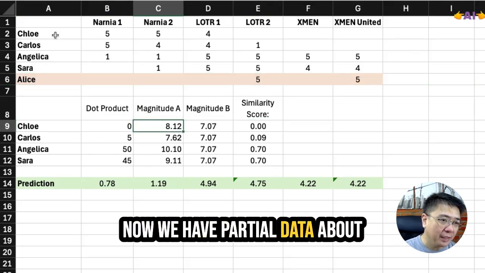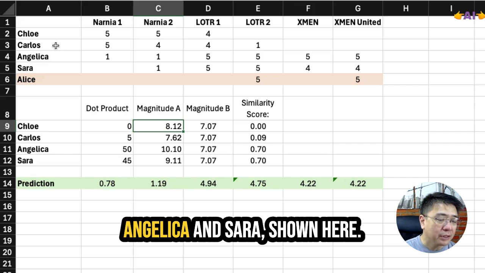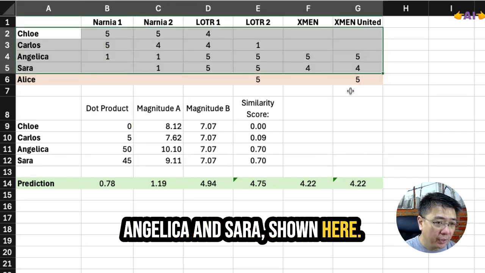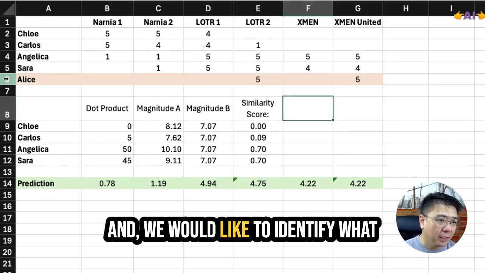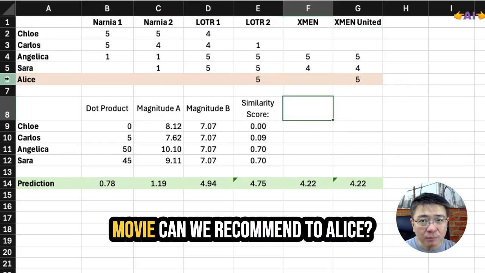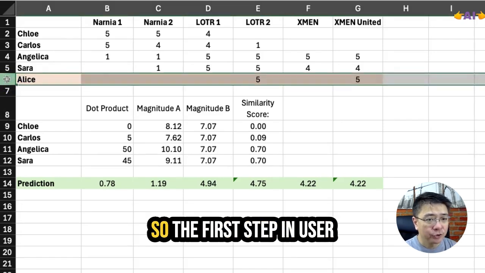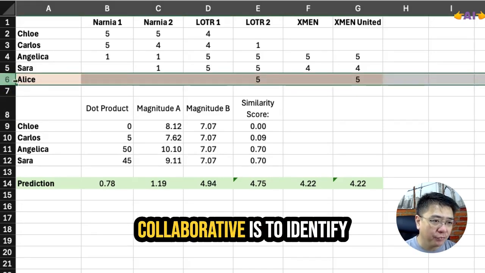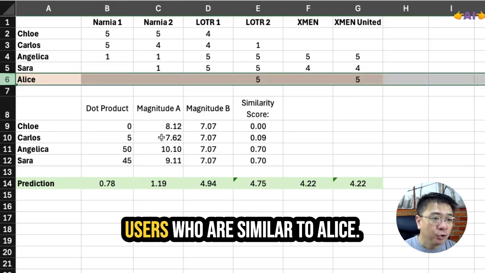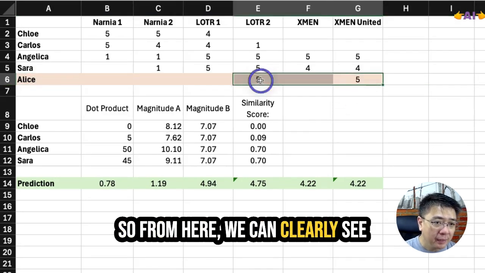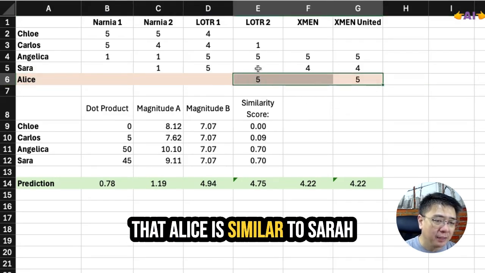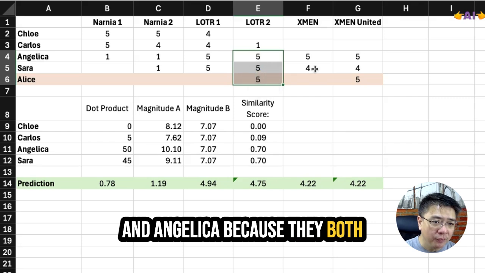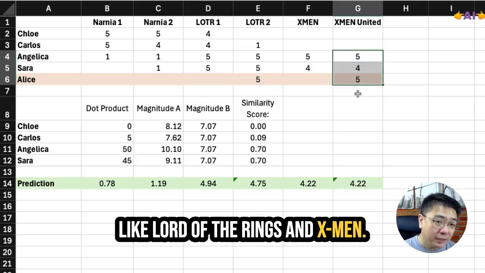Now we have partial data about the preferences of Chloe, Carlos, Angelica, and Sarah shown here. And we would like to identify what movie we can recommend to Alice. So the first step in user collaborative is to identify users who are similar to Alice. From here, we can clearly see that Alice is similar to Sarah and Angelica because they both like Lord of the Rings and X-Men.